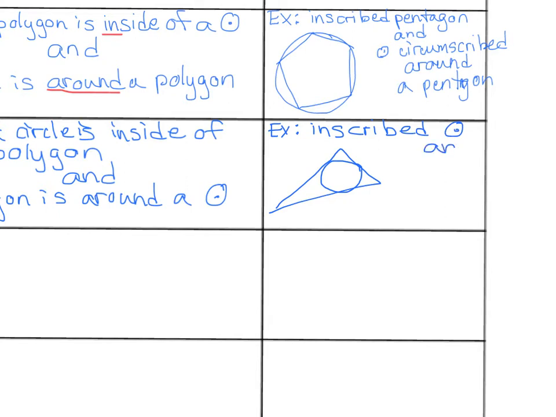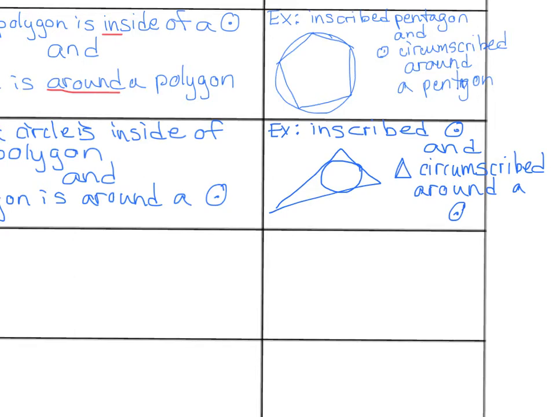At the same time, it's also an example of a triangle circumscribed around a circle. So keep in mind those definitions, okay, they can go either direction. Make sure that you know them in both ways.